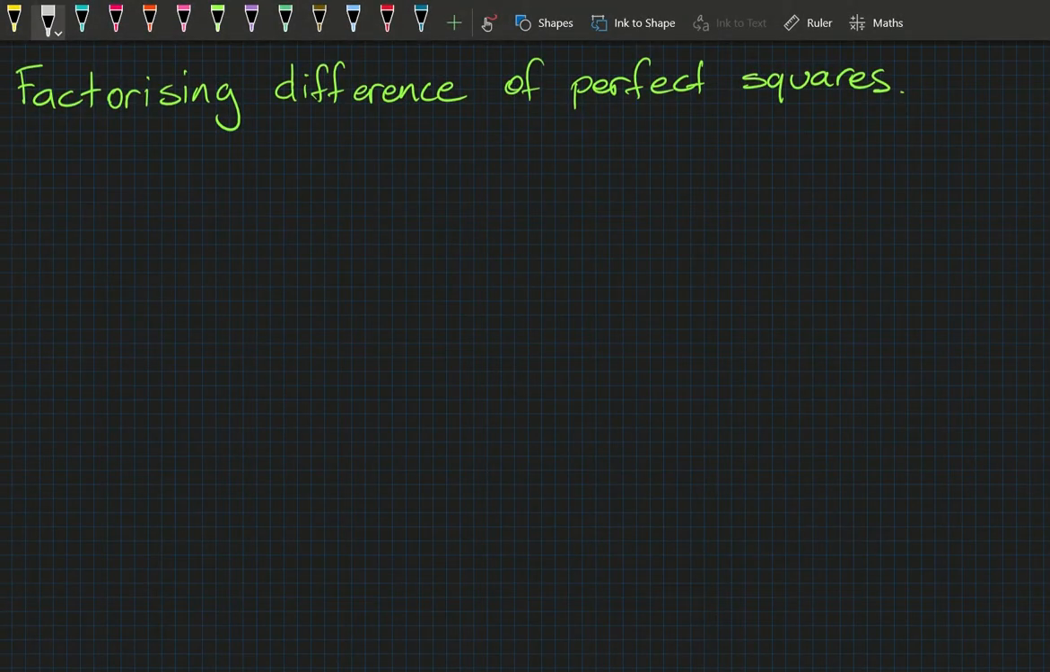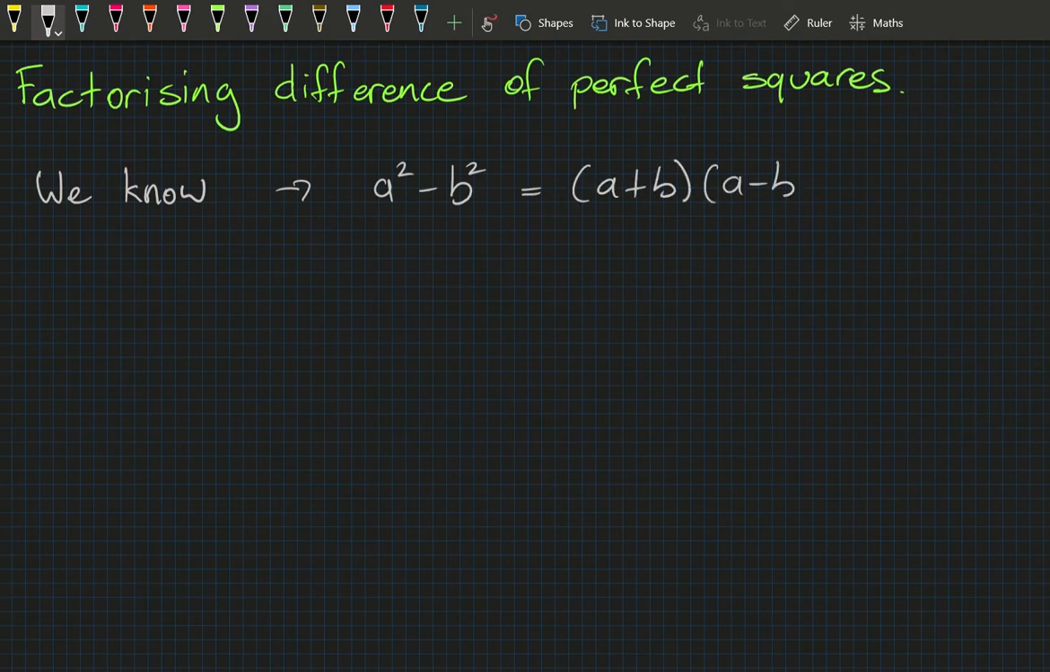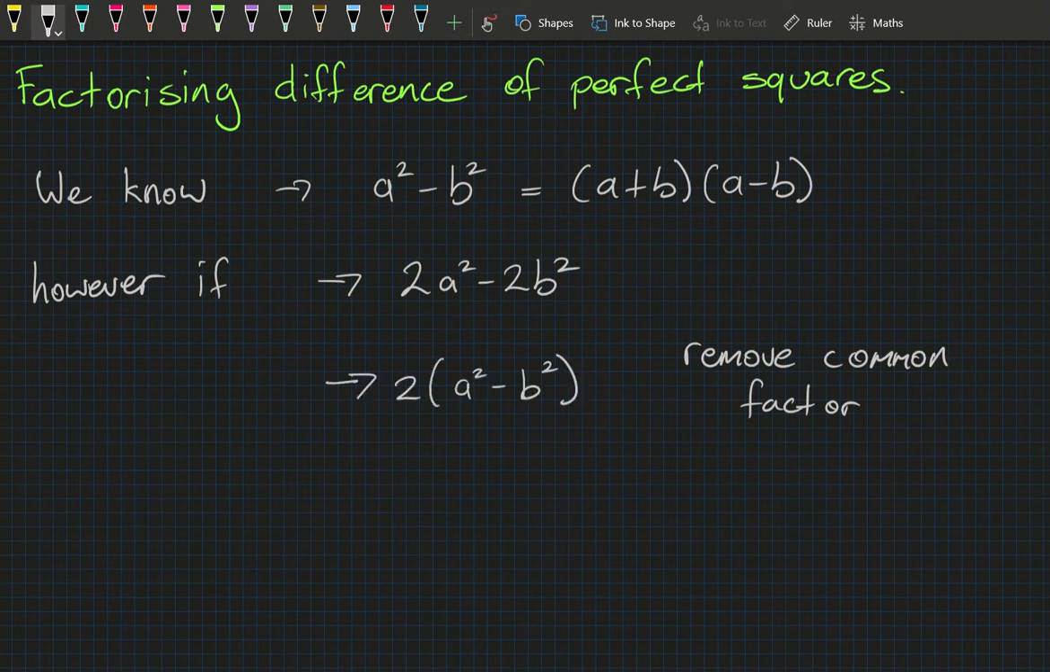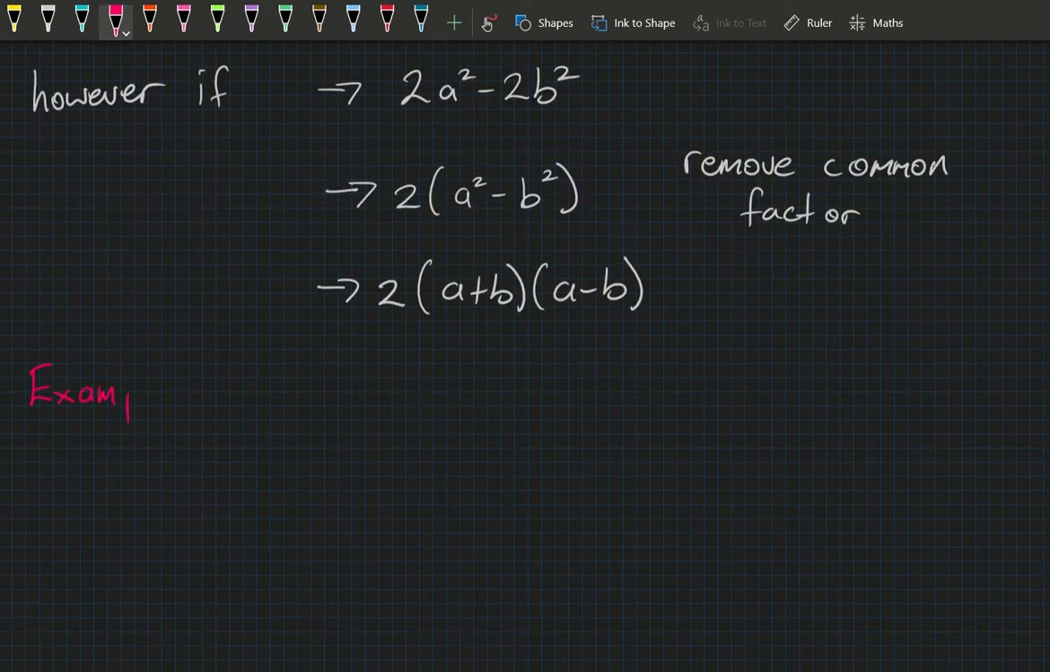We already know that a squared minus b squared will equal (a plus b) times (a minus b) because of the difference of perfect squares. However, sometimes you might come across 2a squared minus 2b squared. It isn't obvious that it's a difference of perfect squares, but if you remove that common factor, we end up with 2 times (a squared minus b squared). So we've now got that difference of perfect squares. So this will be equal to 2 times (a plus b) times (a minus b). And in this section, that will be your only real complication. All right, let's move on to example 5.